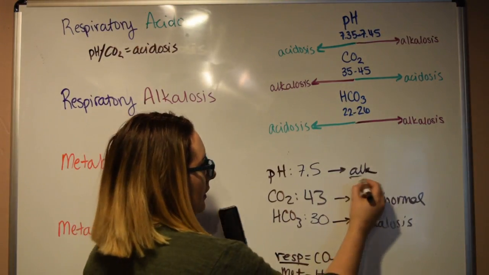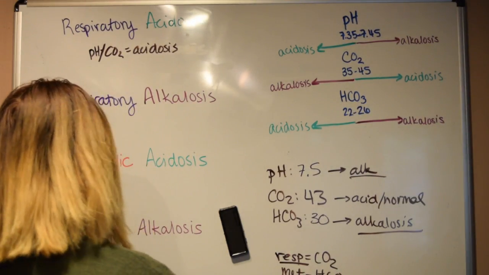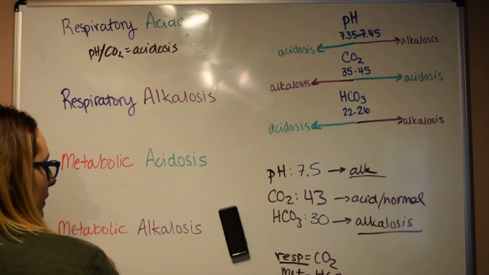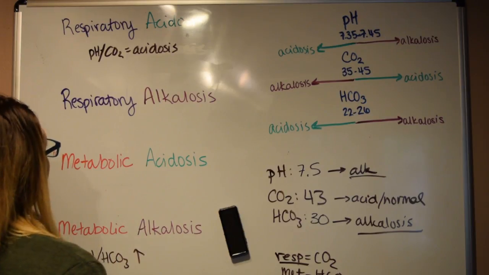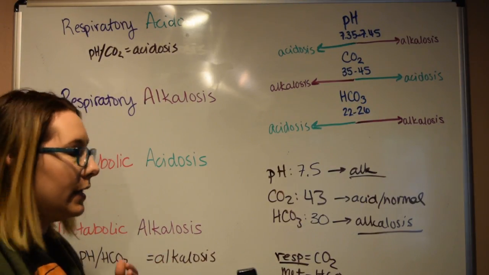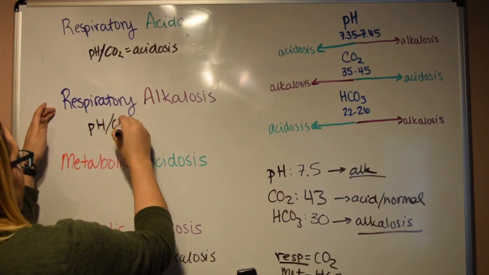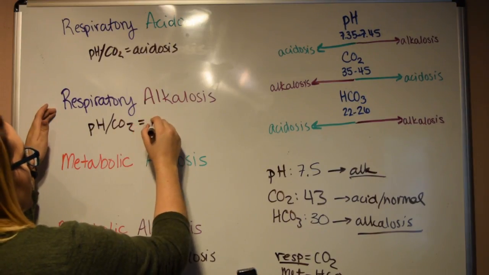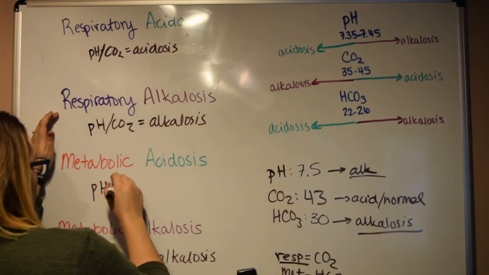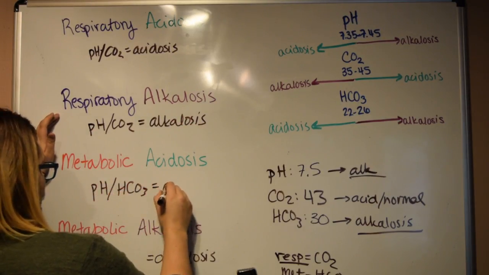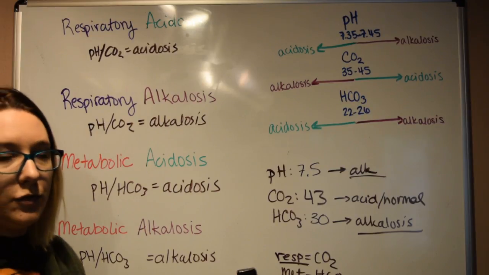So which one of these matches? Alkalosis, alkalosis, metabolic. See where that comes in? So metabolic alkalosis is pH and bicarb are high. So do you see kind of where I'm getting at now? So respiratory alkalosis, your pH and your CO2 are going to show alkalosis. Your metabolic acidosis, your pH and your bicarb are both going to be acidotic. So it's whichever of these two point in the same direction, if that makes sense.